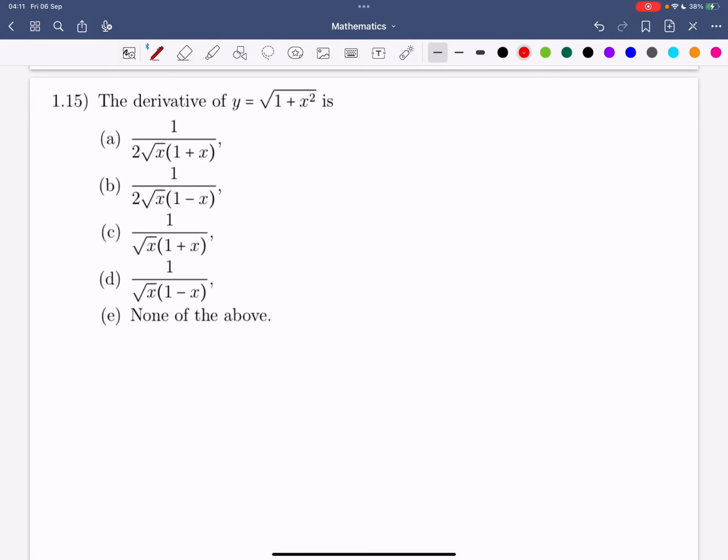In this problem, we're required to find the derivative of y equals the square root of 1 plus x squared. So this is a chain rule type of problem, right? Because we know that chain rule applies when you have a composite function. And how do I know it's a composite function? Because it's a function inside a function. That's how I define it. So chain rule is a method we use to find the derivative of a composite function.